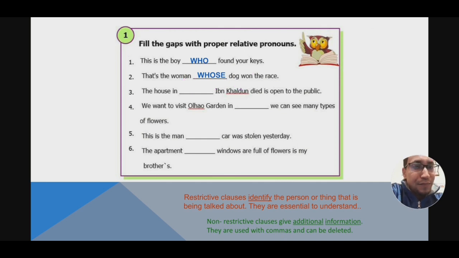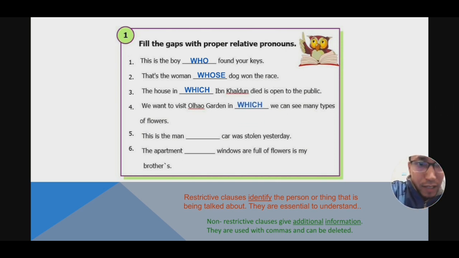Number 3. I assume you've done this. Which? The house in which Ibn Khaldun died is open to the public. So, because we have "in," we usually use which, and because the house is also a thing. Right.